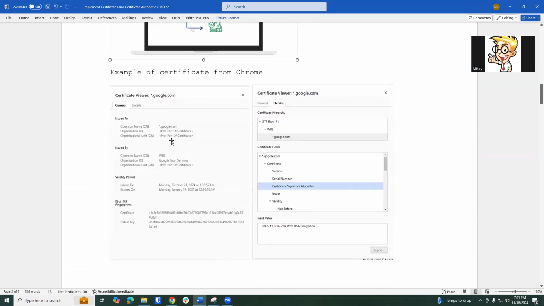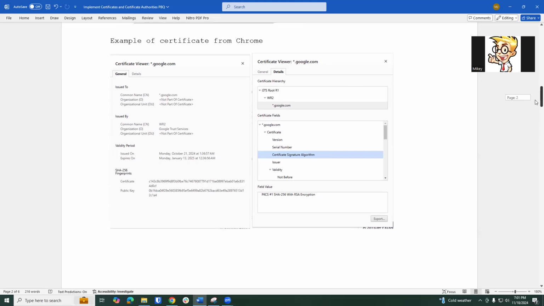And here's examples of what a certificate looks like in your browser. And I just did one for google.com. Notice that you do see the certificate and public key. That's the fingerprints of the SHA-256, like we learned in the prior video.